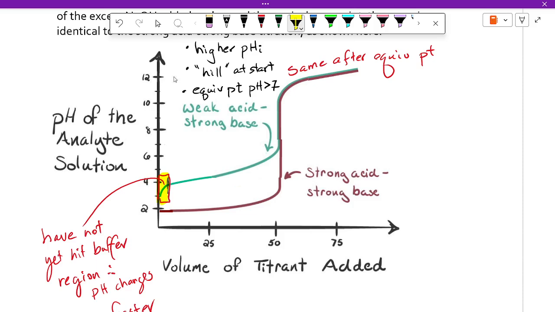I remember when I was in high school, I was like, buffer region. I thought it was just some magic thing because we never got an explanation of it, really. Like, I don't know why it's a buffer region.